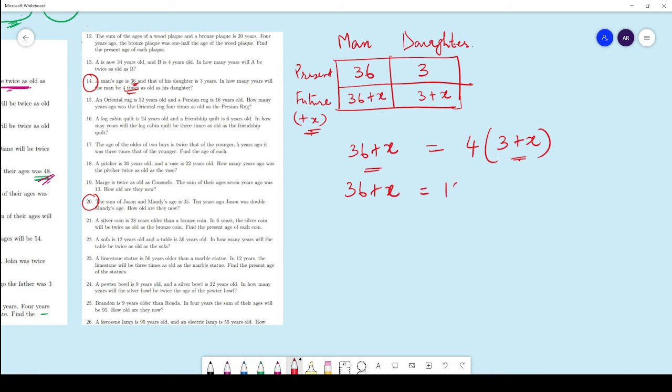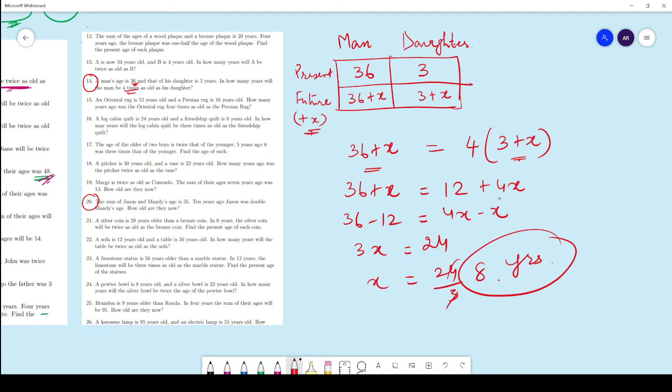So what we have over here is 12 plus 4x. So we take the numbers to one side and the x's to one side. So we have 36 minus 12 equals 4x minus x. That makes it 3x equals 24. So x equals 24 by 3. That makes it 8. So it says that it will take 8 years for the man to become 4 times the age of his daughter.